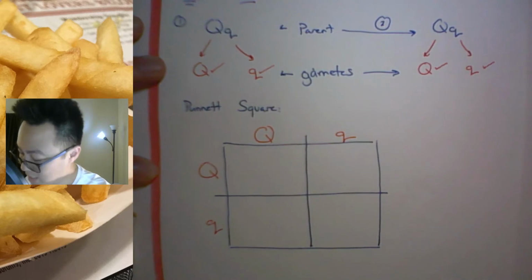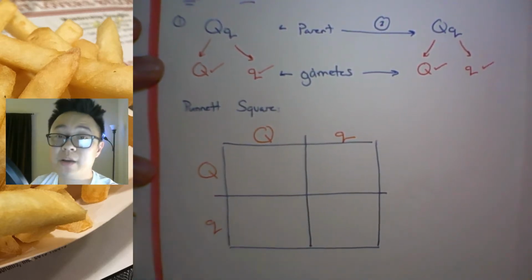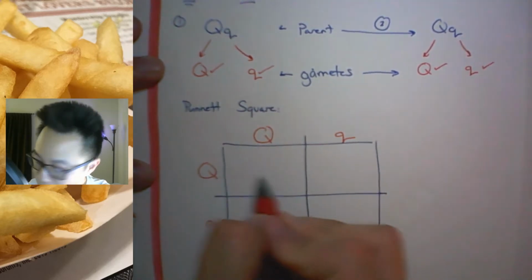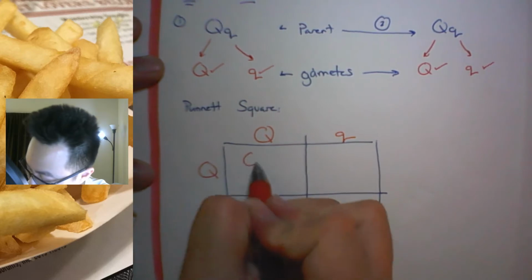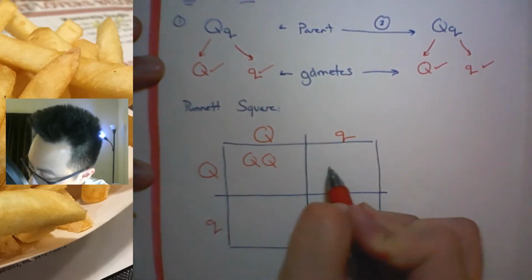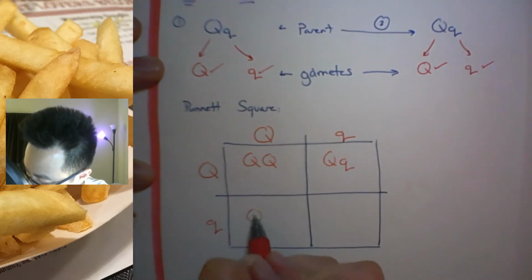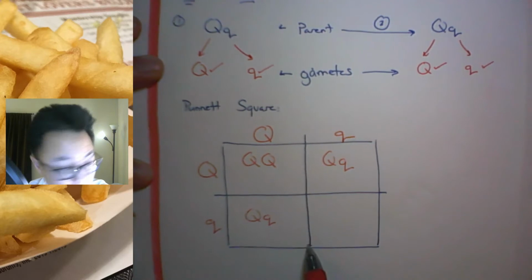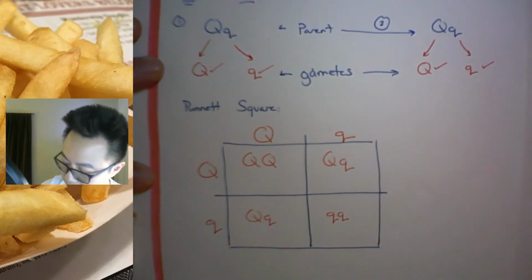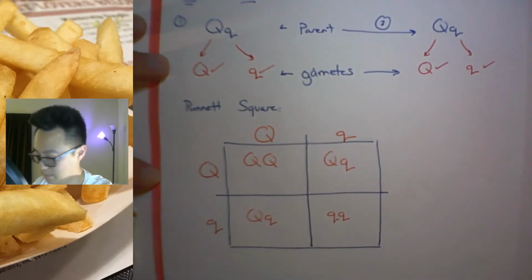Got 4 boxes. Just like the multiplication times table, we're going to put these letters together. Big letters always come first. That's a convention. So in this box, we have big Q, big Q. This one we have big Q, little q. Here we have big Q, little q. And then down here we have little q, little q. Just like the multiplication times table.